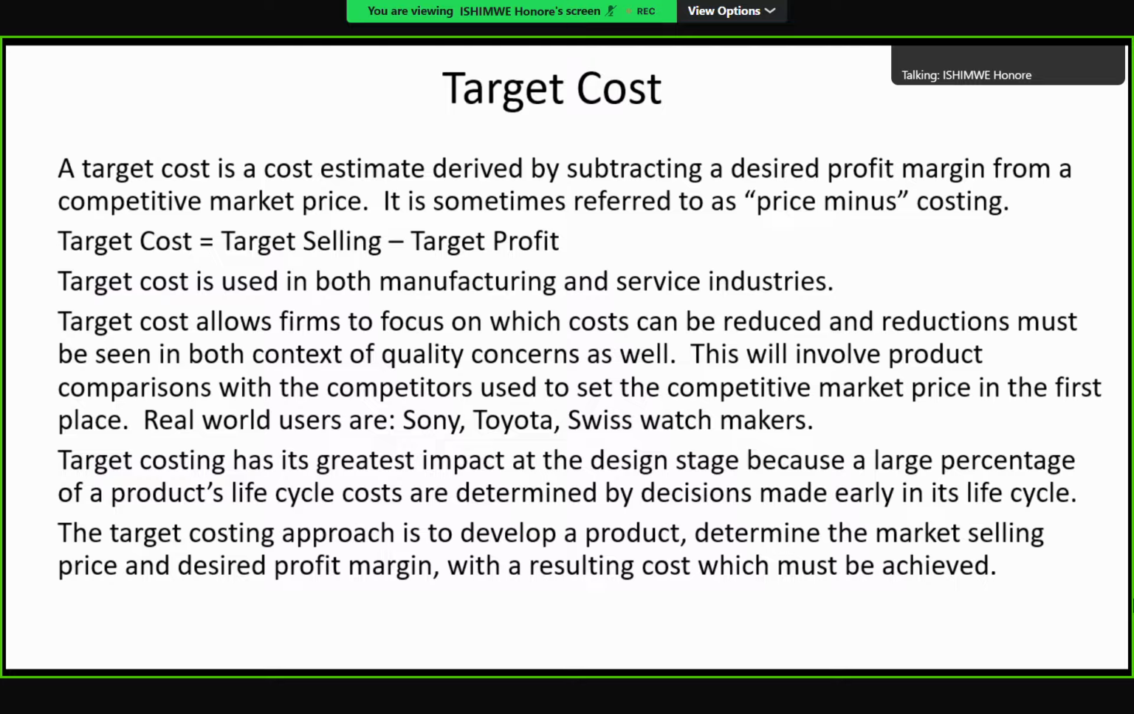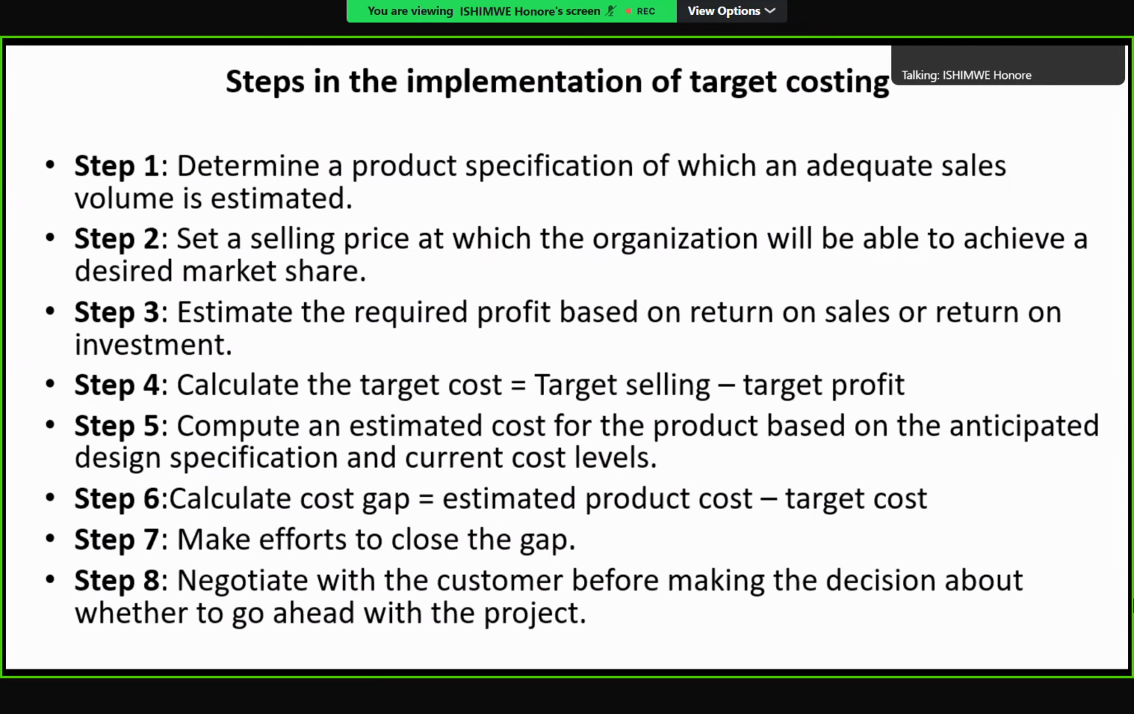Now you remove that profit, then you get your target cost. So now the steps to implement target costing. First of all, you need to determine a product specification. This is where you specify, I need to produce this product, and I will sell it at this price. You estimate the volume of what you are intending to sell. Then step 2, you set the selling price at which the organization will be able to achieve a desired market share.